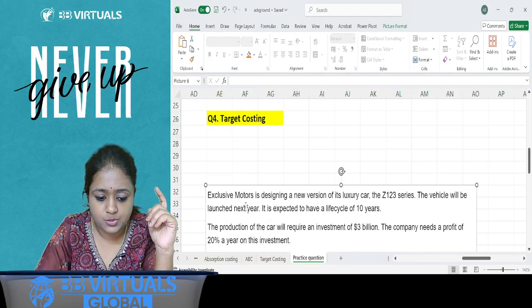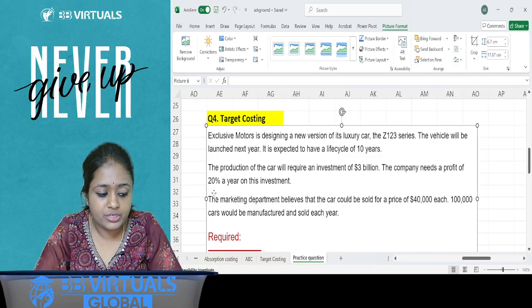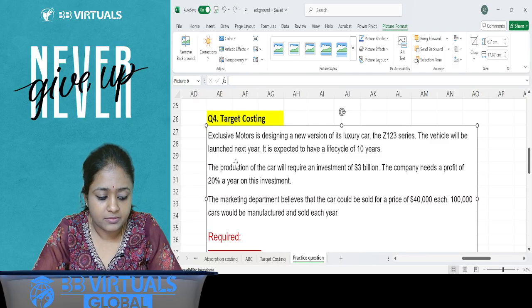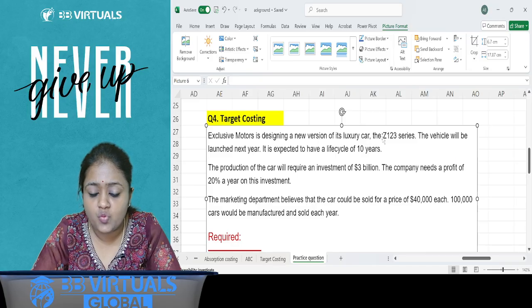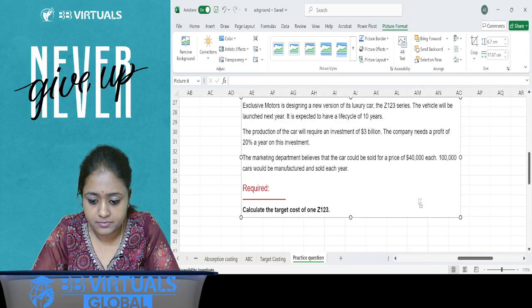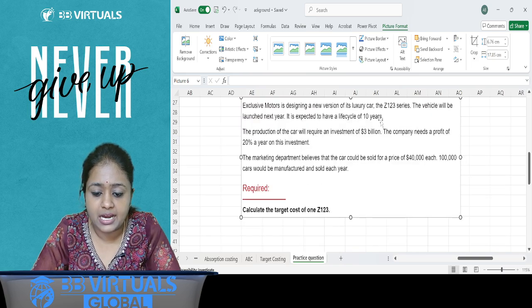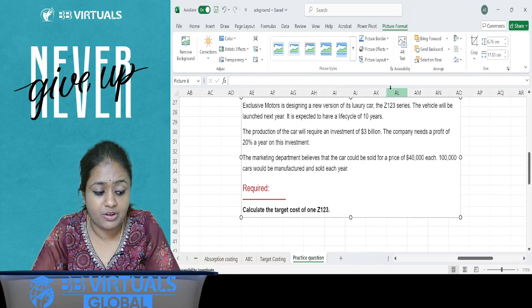Okay, let's do the next one. Again, a very interesting question. Exclusive Motors is designing a new version of its luxury car, the Z123 series. Please have a look here.